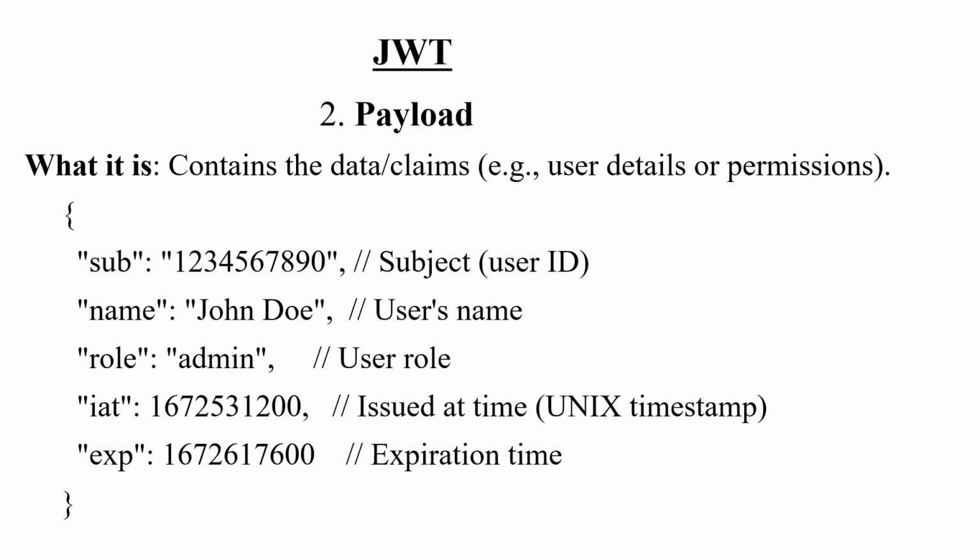Now, let us go to the second part, which is the payload. A payload contains the data or claims, e.g. user details or permissions. Examples are sub, which is subject, basically the user ID, name, which can be the username, role, which can be the user role, iat, issued at time, and exp, which is expiration time. So, best practice, do not include sensitive information such as a password in your JWT payload. Okay?